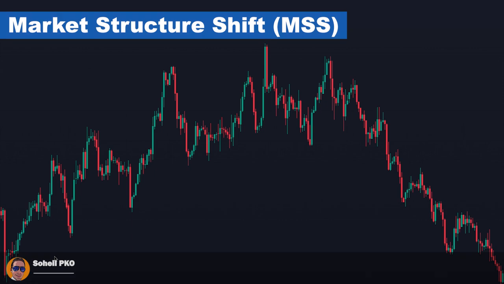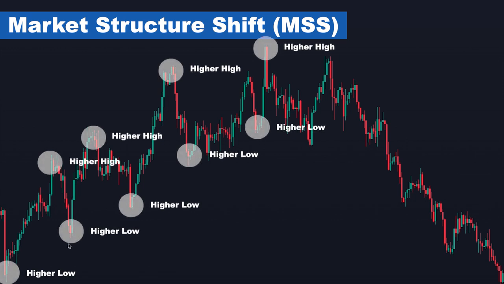The next concept that you must understand is market structure shift, or traders call it MSS for short. As you know, the market has a structure. It's either trending or not trending. When it's trending, it's trending up or it's trending down. When the market is in an uptrend, the price is making higher highs and higher lows.